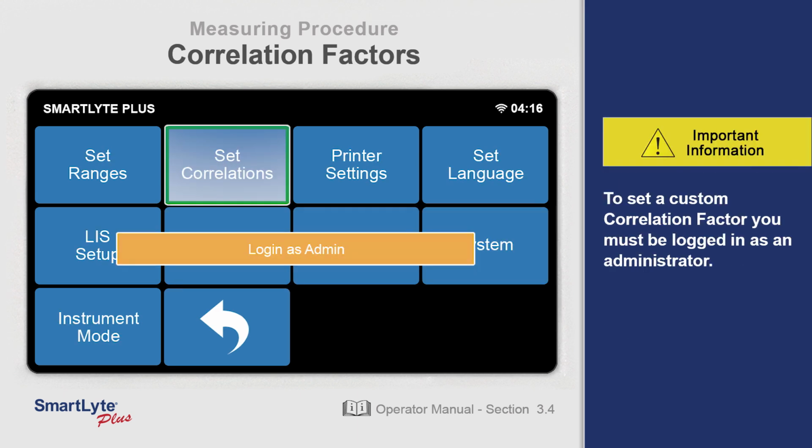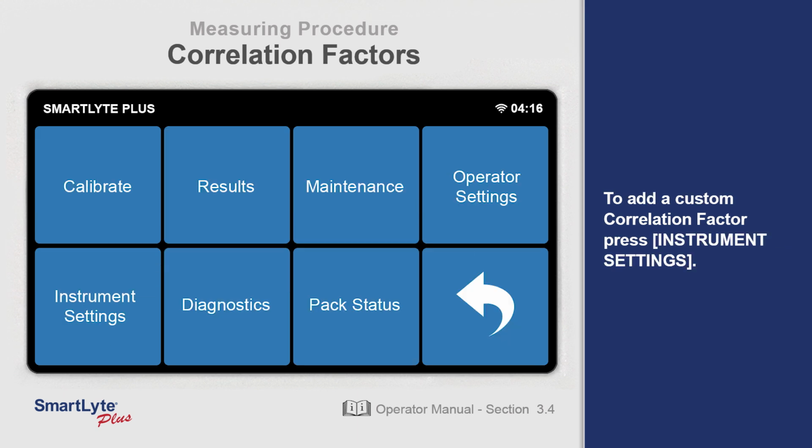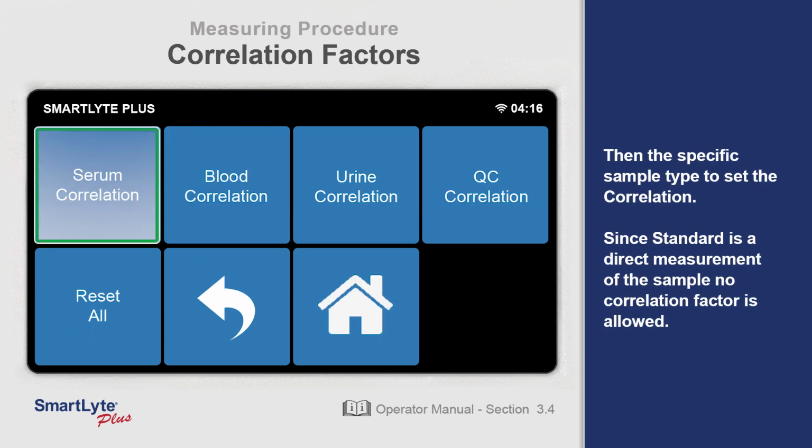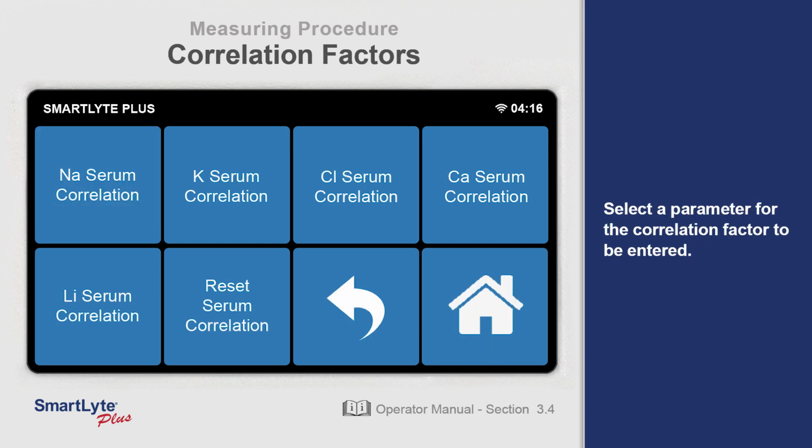To set a custom correlation factor, you must first be logged in as an administrator. To add a custom correlation factor, press Instrument Settings, followed by Set Correlations, then the specific sample type. Since standard is a direct measurement of the sample, no correlation factor is allowed. Then, press the parameter for which a correlation factor will be entered.